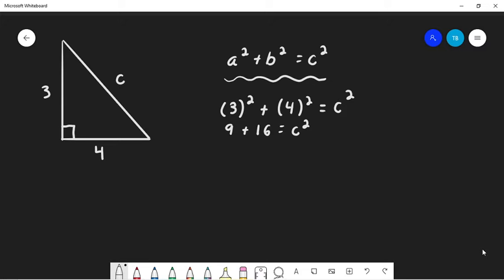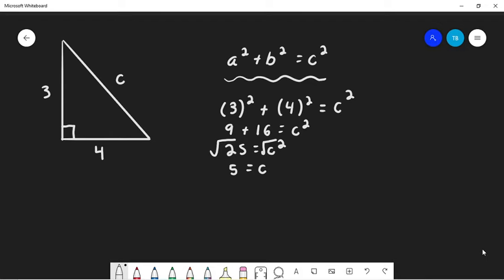Okay, and then we just combine 9 and 16. So 9 plus 16 is equal to 25. That equals C squared. And then to solve for C, or the length of the hypotenuse, we just take the square root of both sides of the equation. So we take the square root of 25, the square root of C squared. Square root of 25 is 5, and the square root of C squared is just C. So 5, the hypotenuse, is equal to C.